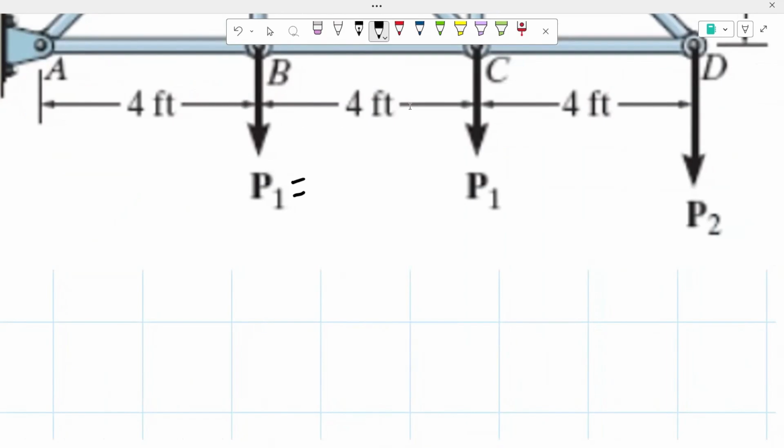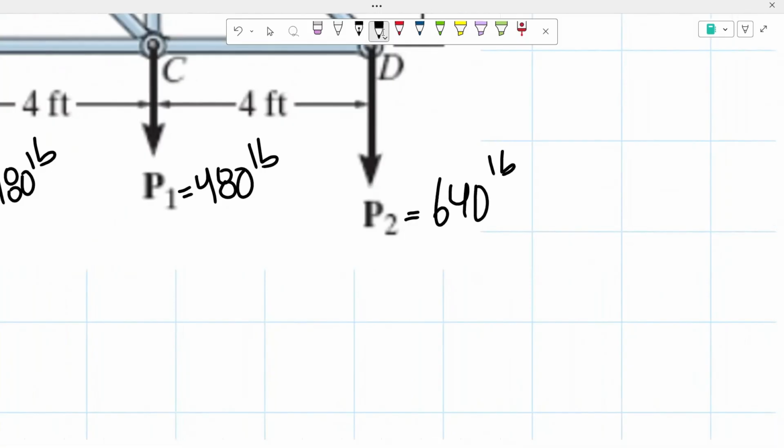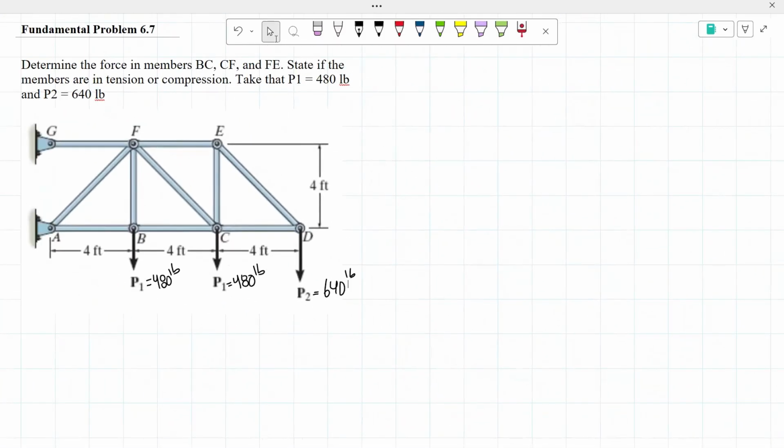So we said that P1 is equal to 480 pounds. And then from there, we said that P2 is going to be equal to 640 pounds. So now that we did that, the next thing we're going to do is solve this problem using the method of sections.